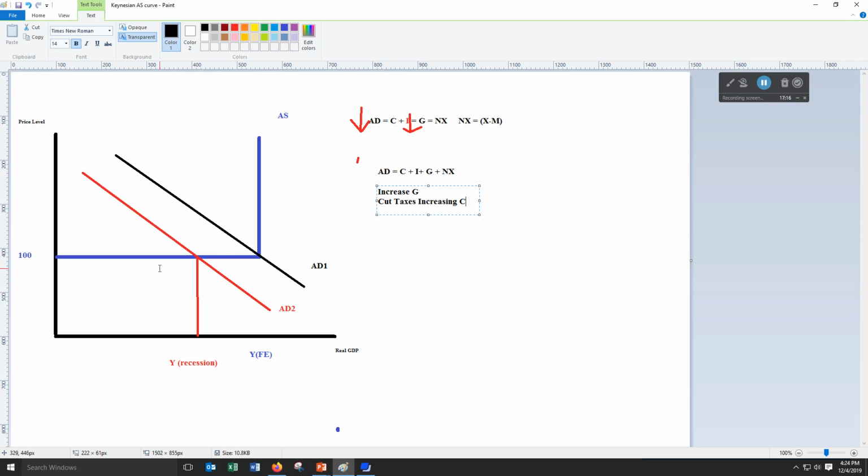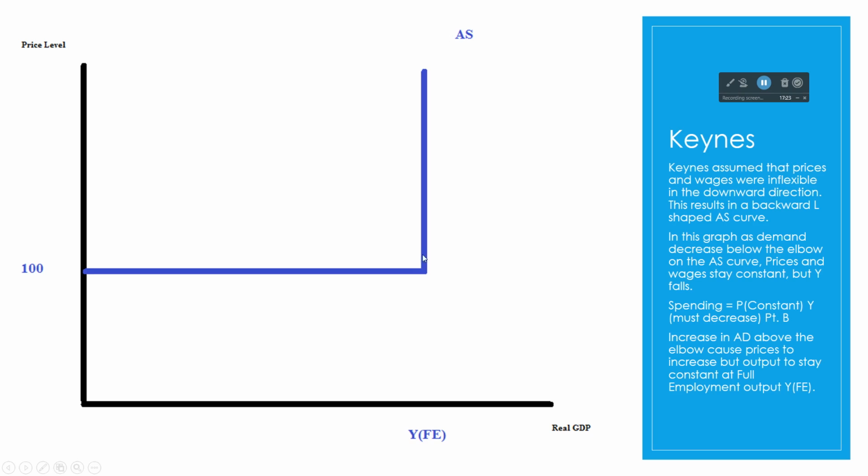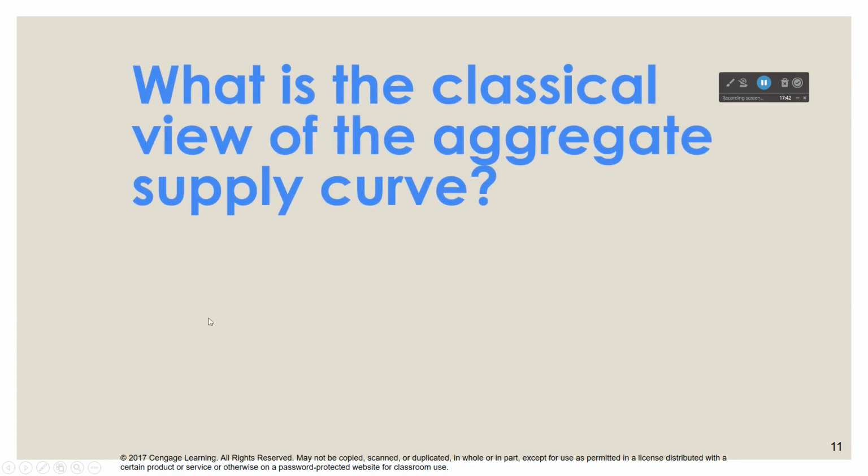All right. But that's a quick overview of the original, what I call OG Keynes. Okay, and that's based off of this backward L-shaped aggregate supply curve. And that shape comes from his assumption that prices and wages were inflexible in the downward direction. Okay, that gives us the shape of this aggregate supply curve. We will now have a short set of questions and come back.